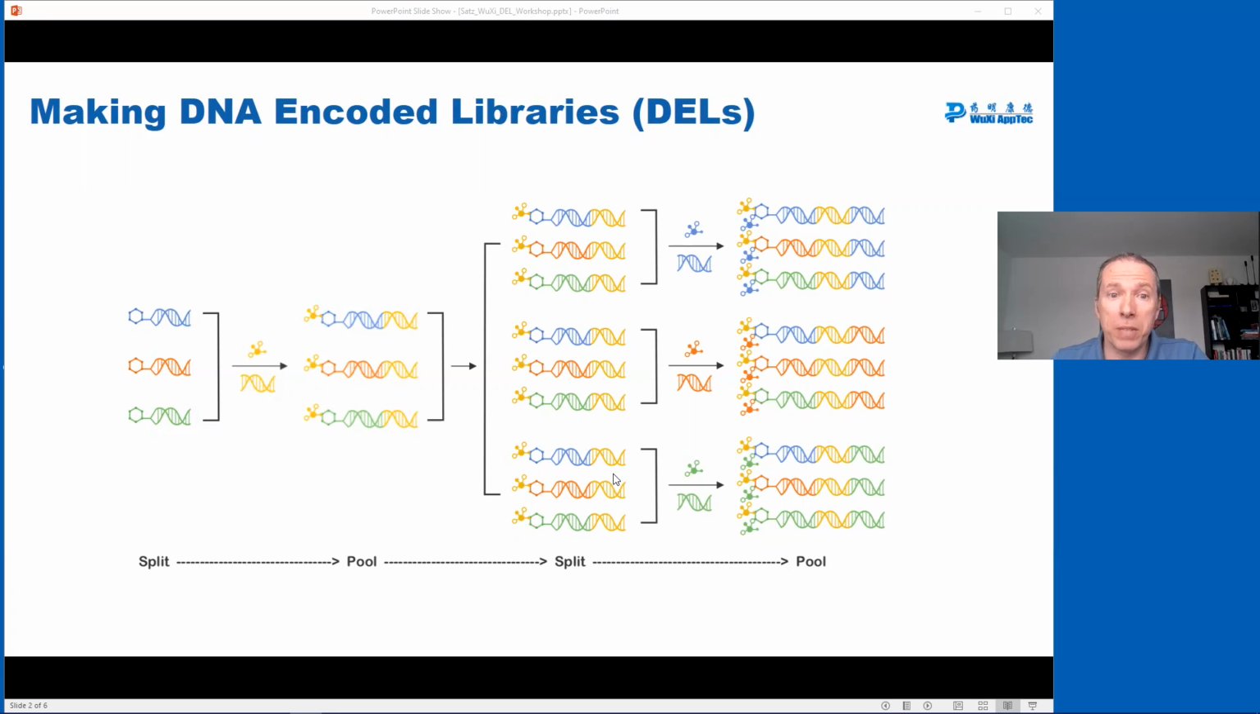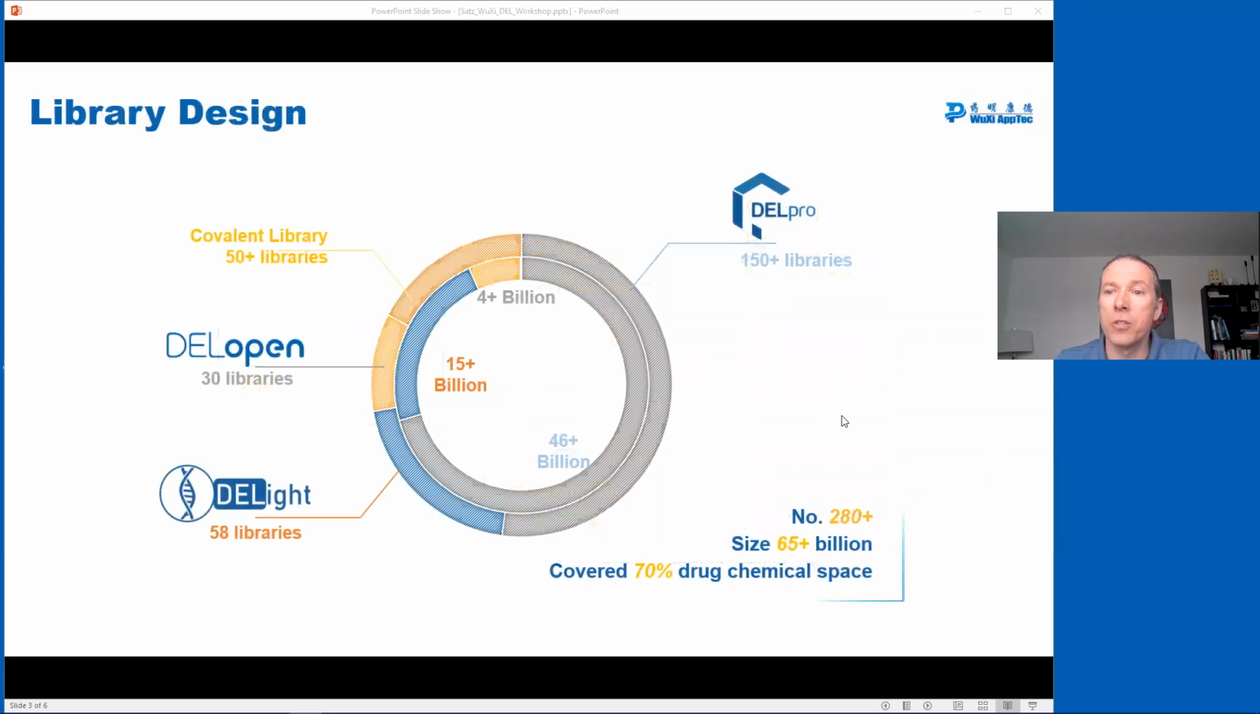Of course, we don't use split sizes of 3. We use split sizes of 96 or even split sizes of 9,000. And so that we can create in this manner millions of new structures that we can screen. So thus far, we have synthesized over 280 different unique DELs, which means we have created over 65 billion plus structures, which can be readily screened against a target of your choice.